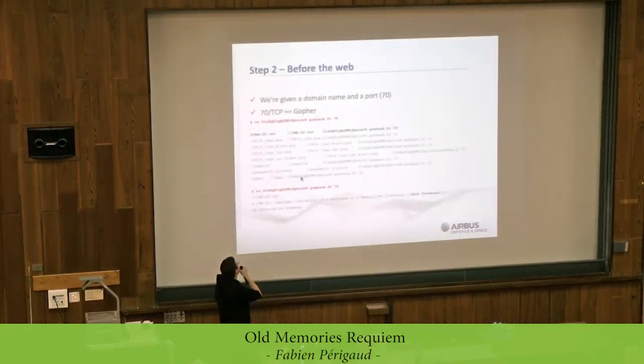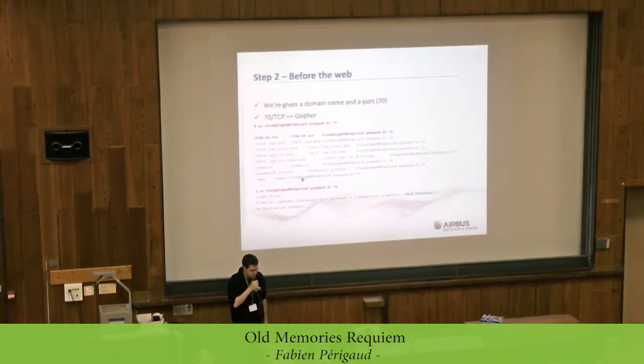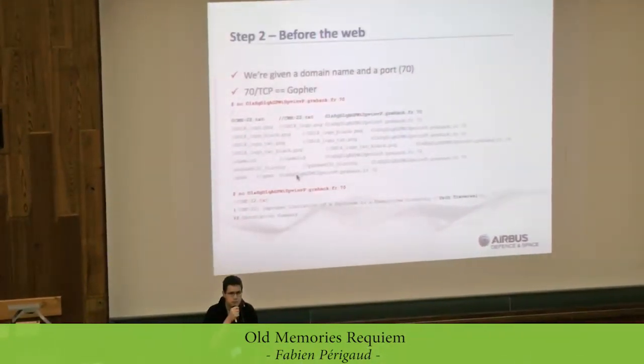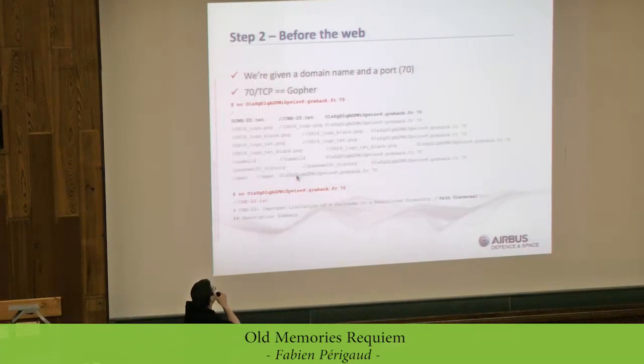Second step was the first technical step. So we were given only a domain name and a port number. The port was port 70, and this is the default port for the Gopher protocol. This is the ancestor of the HTTP protocol. So when you connect to the server, you can do a directory listing with a slash. Then you find some files.